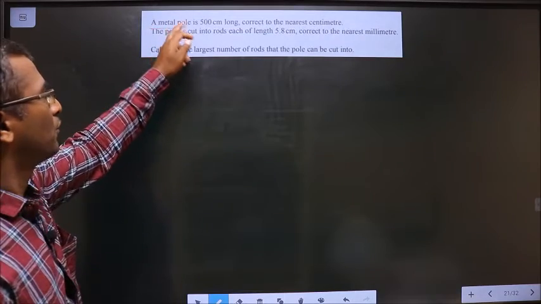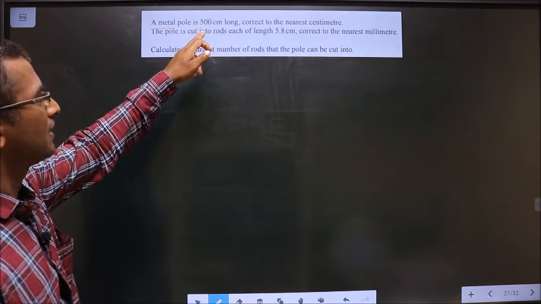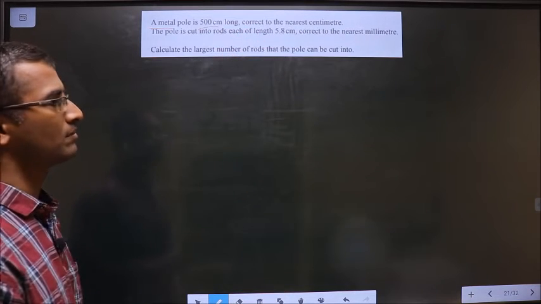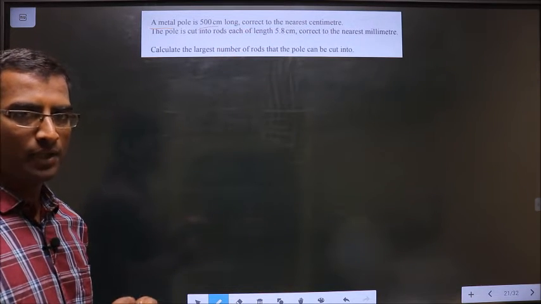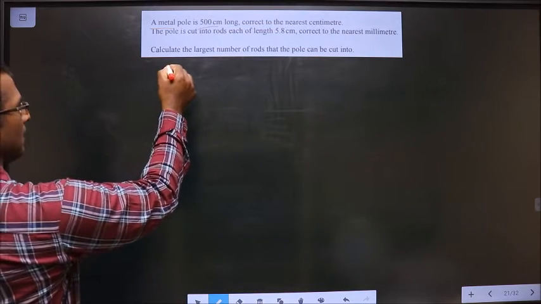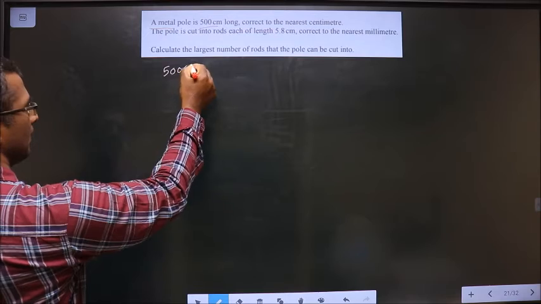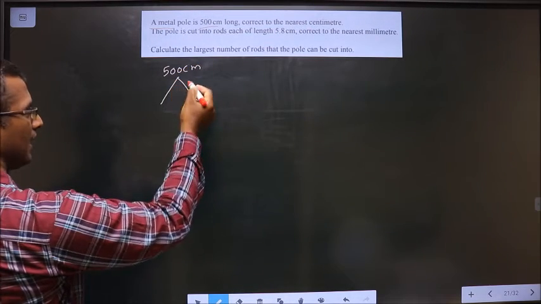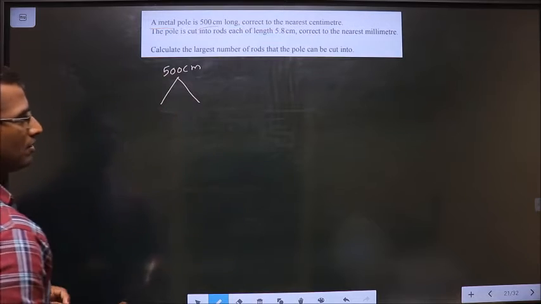A metal pole is 500 centimeters long, correct to the nearest centimeter. So first let us write lower and upper bound for the given number. Given number is 500 centimeters. Now, what should I subtract and add to get lower and upper bound?